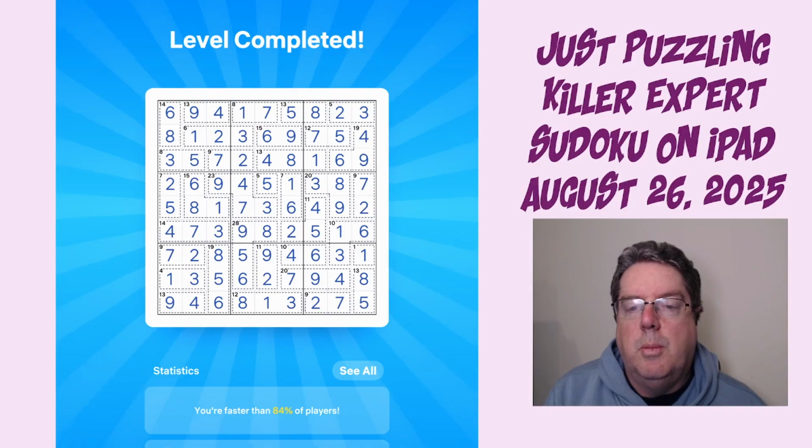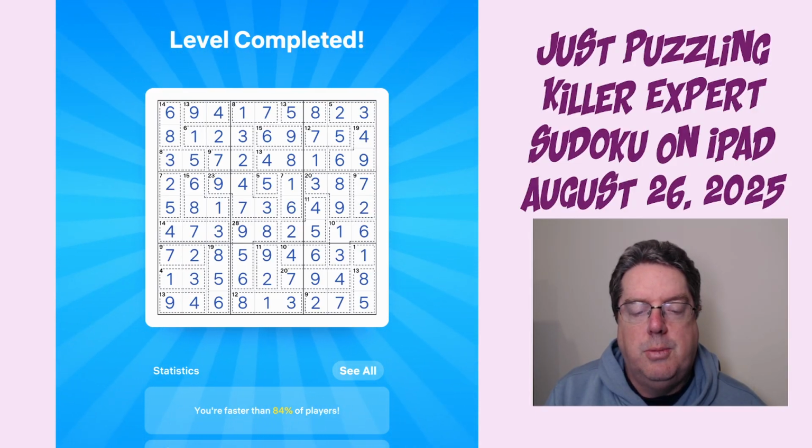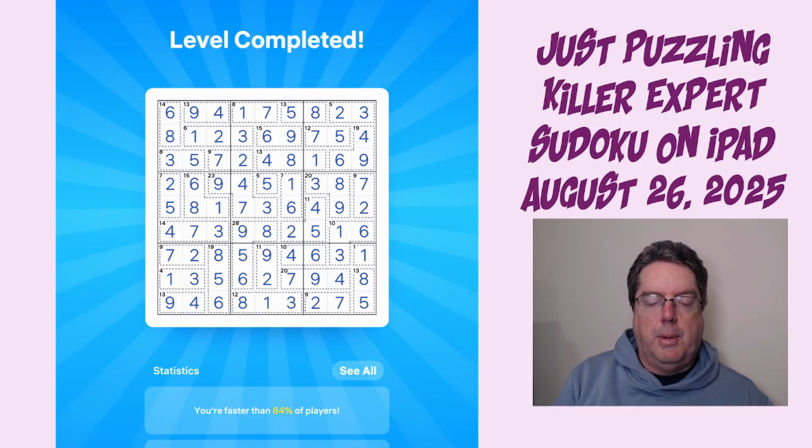I haven't been doing my best work with these Killer Sudokus lately, so I'm reasonably happy with that, especially considering I spent about a minute explaining.